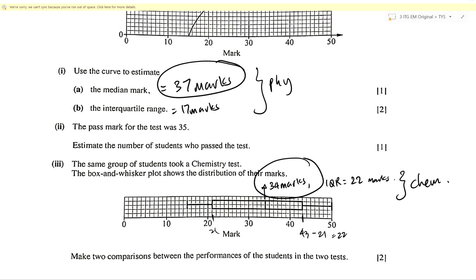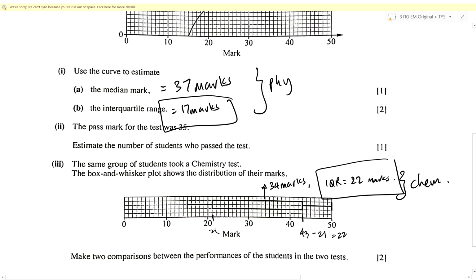The other comparison will be comparing the interquartile range. Now, interquartile range will tell us the consistency. The smaller the interquartile range, the higher the consistency. So in this case, we say that since the interquartile range for physics, which is 17, is lower than the interquartile range for chemistry, which is 22, it means that students are more consistent in their physics compared to chemistry.